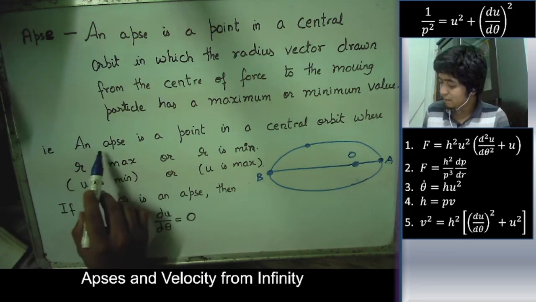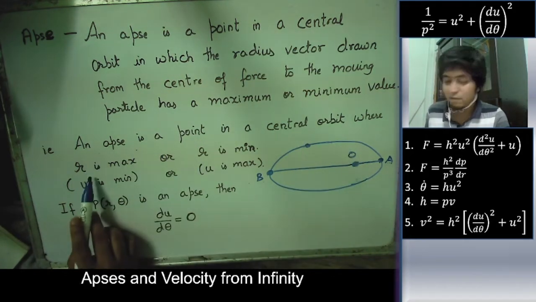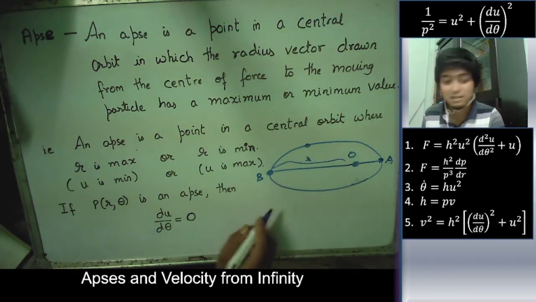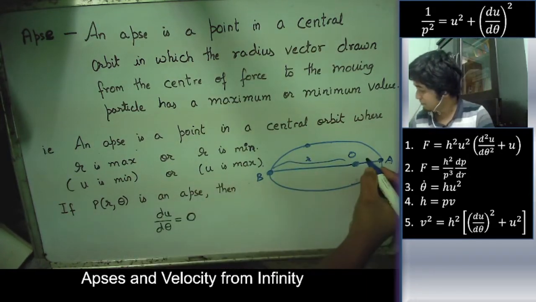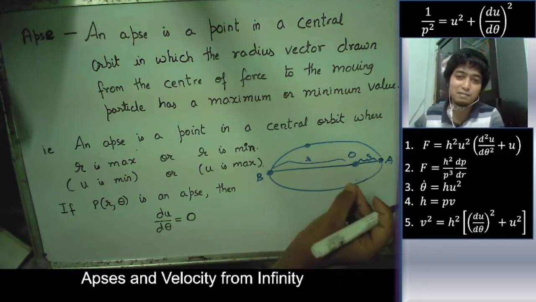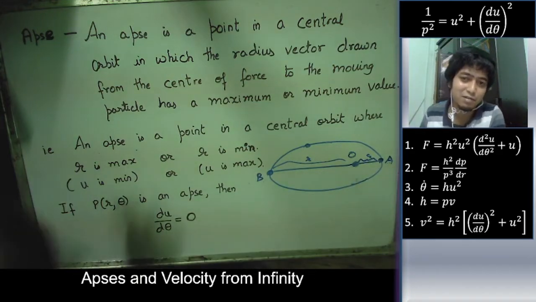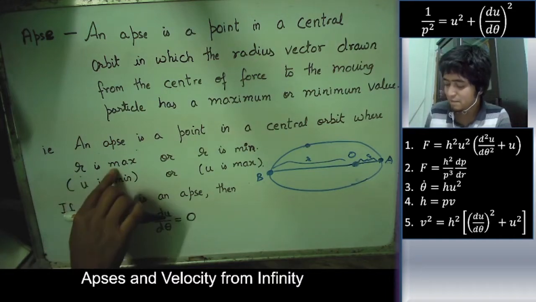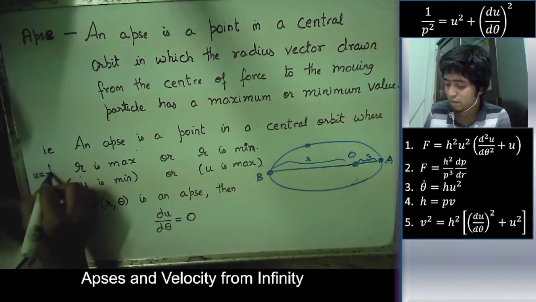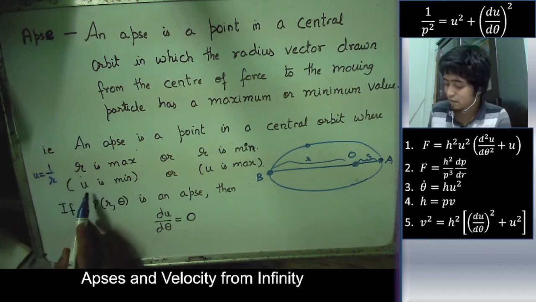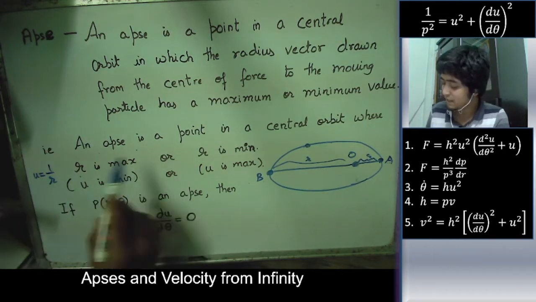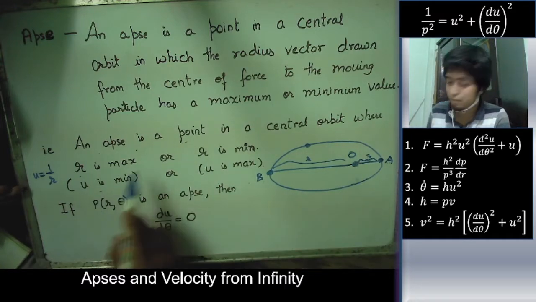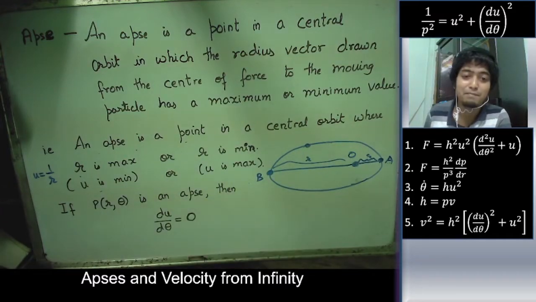So that is what we have defined over here. An apse is a point in a central orbit where r is maximum, so over here r is indeed maximum, or r is minimum. Whether r is maximum or minimum, that corresponding point will be an apse. And you notice that if r is maximum, because u equals 1 by r, then u will be minimum. So we can even define an apse as a point in a central orbit where u is minimum, or where u is maximum.